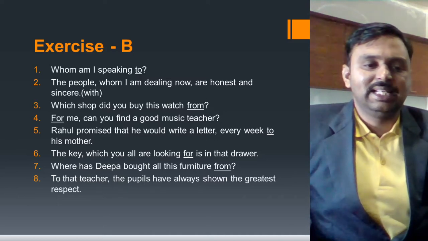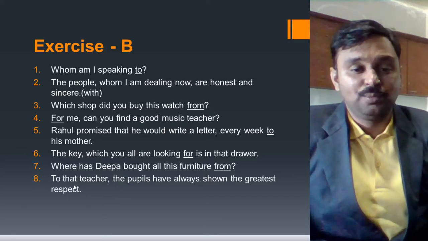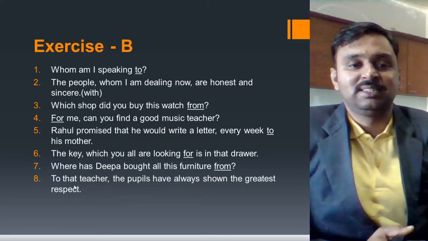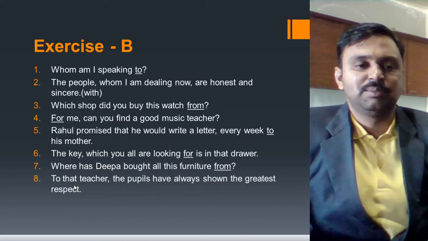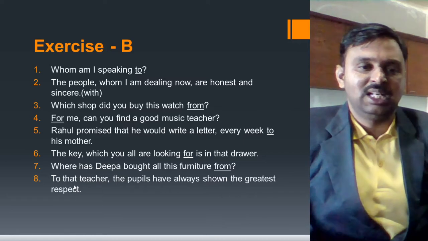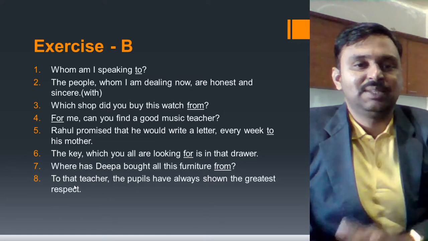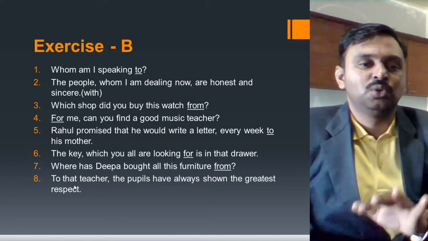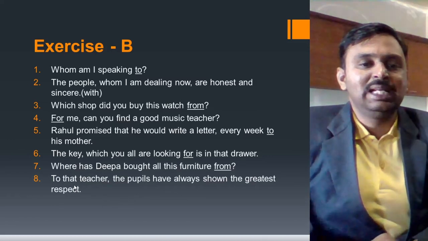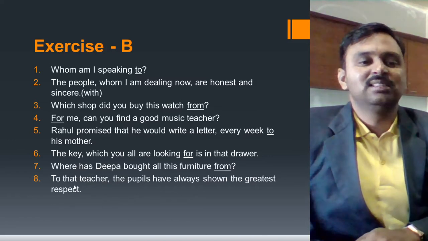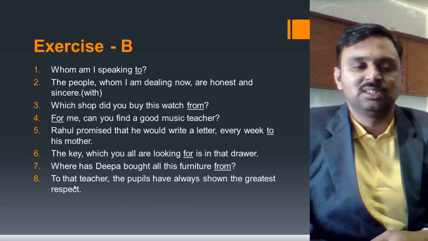And if you look at the second example, the people with whom I am dealing now are honest and sincere. So the word with was a preposition used in this sentence, but we have removed that in the answer. You can see I have written in the bracket that I just mentioned that, you should not forget that, and what changes I have done, to know that clearly. So the answer will be the people whom I am dealing now are honest and sincere. So with is a preposition that you have to omit from the sentence.